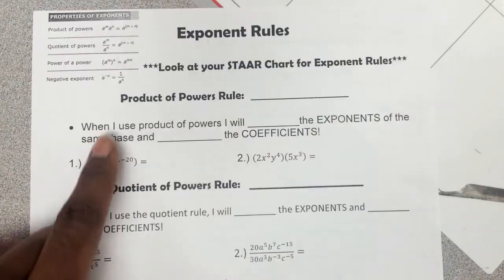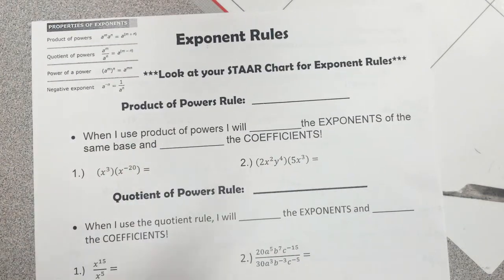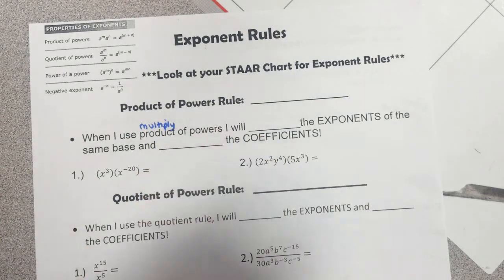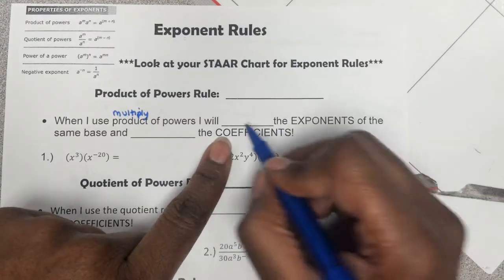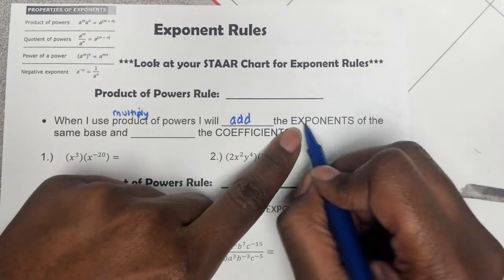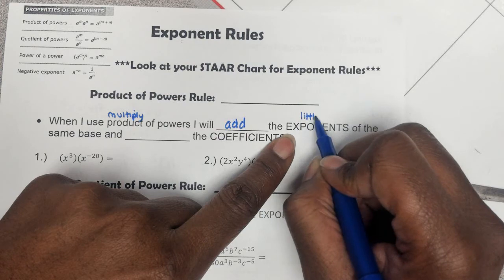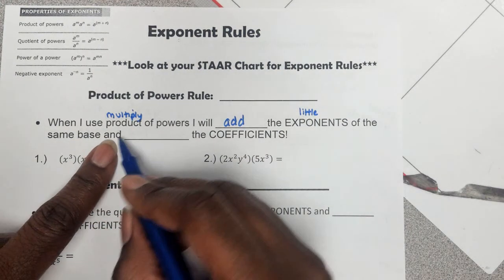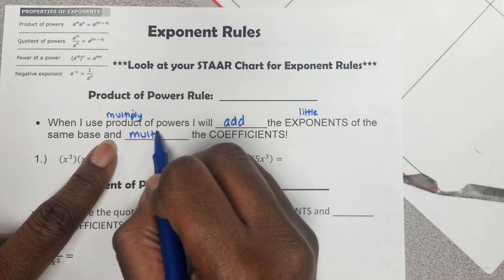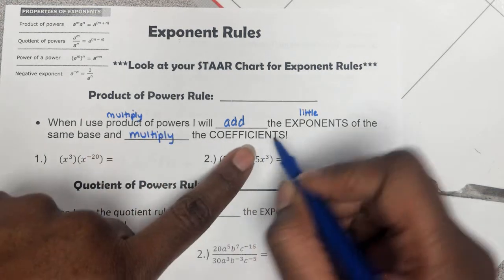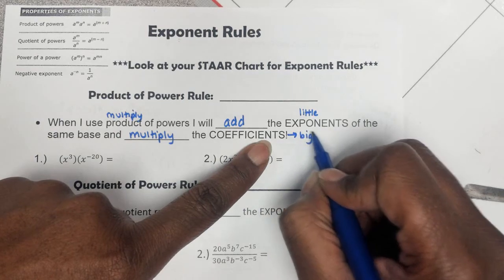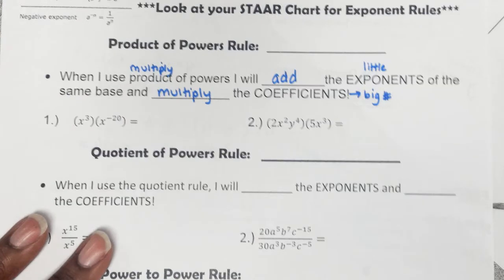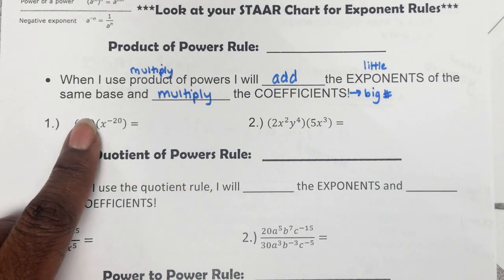Okay? So it says when I use the product rule, product means multiply. I will add the exponents, which are the little babies, as long as they have the same base. And you would still multiply the big daddies, which are the coefficients. Those are the big ones, the big numbers, the big daddies, okay? So let's do that. You have to know the difference. Are these big daddies or are these little babies?